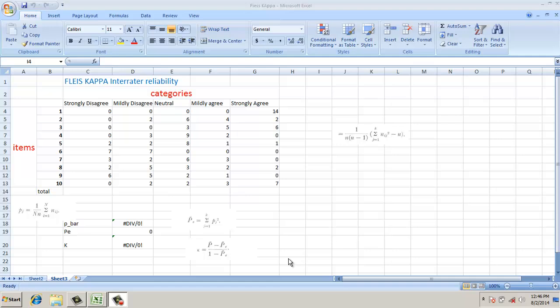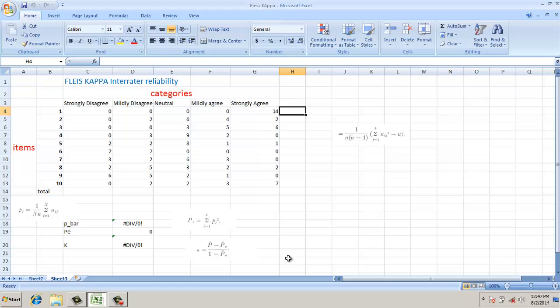Calculating the Fleiss Kappa, two fundamental concepts which you should keep in mind are the proportion of agreement on the ith item, that is first item, second item, which will come in the row, and the proportion of agreement on the respective category. For example, the proportion of agreement on the strongly disagree category will come in the column. Now let's see how we can calculate the agreement of items.